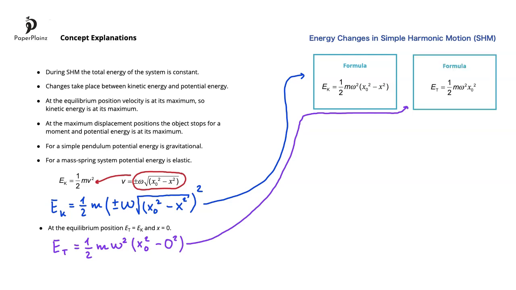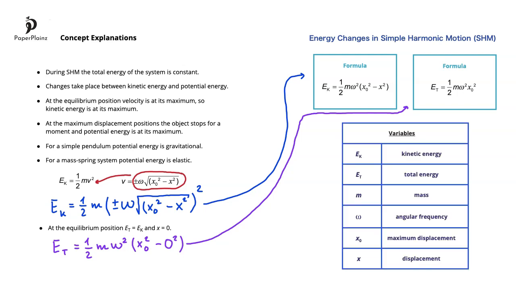Since the total energy of the system is constant throughout the oscillations, this formula can be used to calculate the total energy at any point during the motion. To find the potential energy at any given point, we simply need to subtract the kinetic energy from the total energy at that point. For completeness, here are the variables that are present in these two formulae.